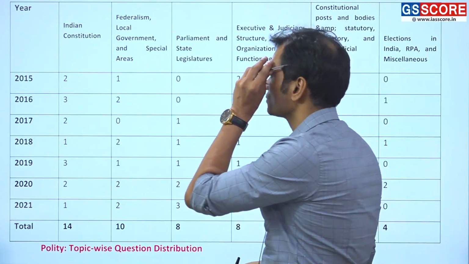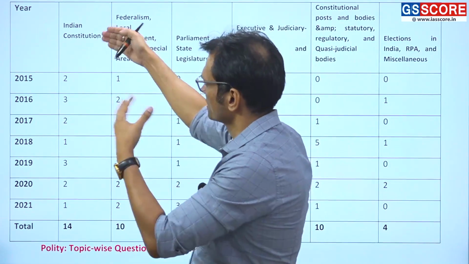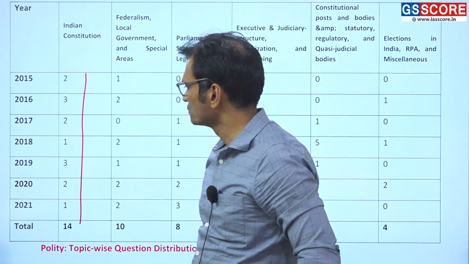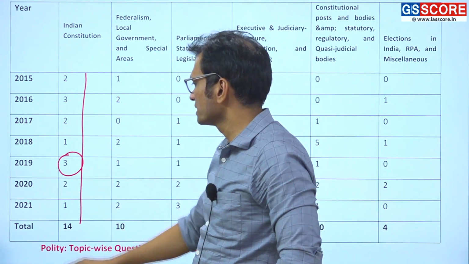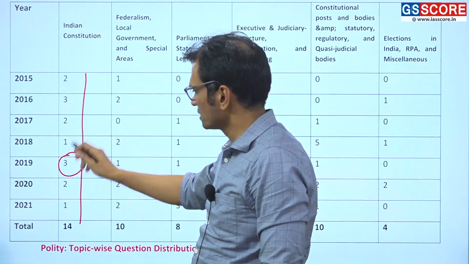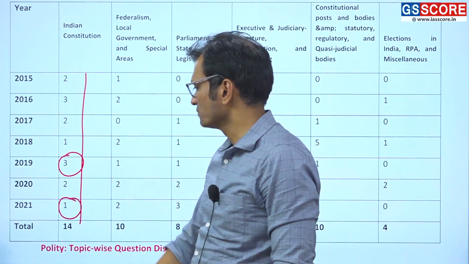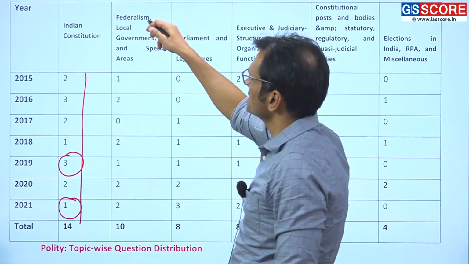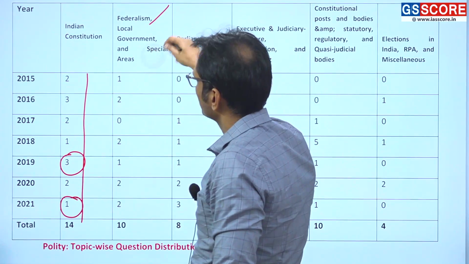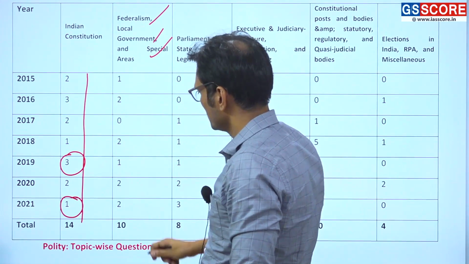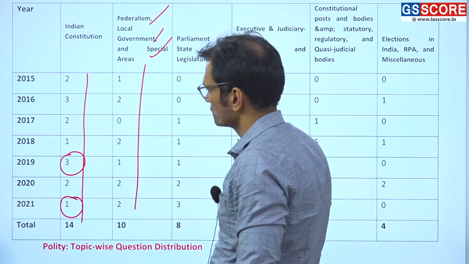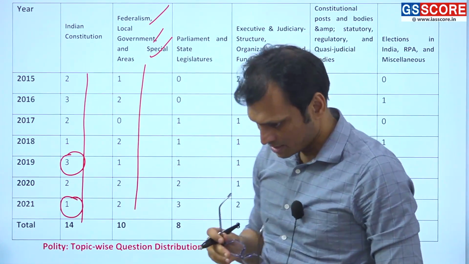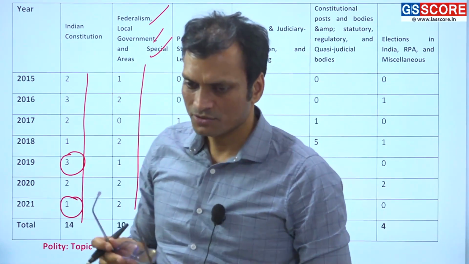If we see the Indian Constitution, values and principles and all those things, almost every year there is one or two questions, three questions in 2019. So 1, 2, 3 is always there. Constitutional morality was one question in 2021. If we see federalism, local bodies and scheduled and special areas, again 1, 2 questions come almost every year.